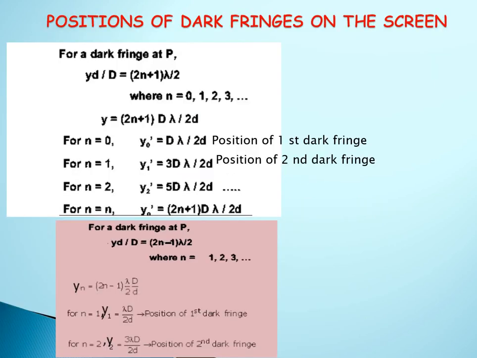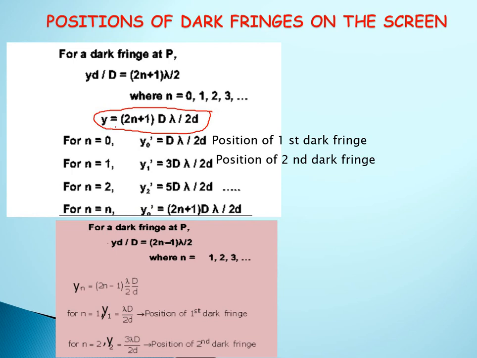Okay. Now, similarly, we have to find out the width of dark fringes. So, how do we find the width of... first we have to find out the position of dark fringes. Now, for a dark fringe, what is the condition? This is a general expression. Path difference is yd by D equal to (2n plus 1) lambda by 2, where n is equal to 0. So we are getting the position of a dark fringe on the screen.